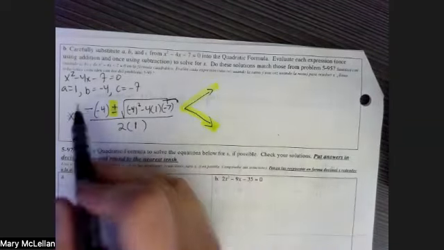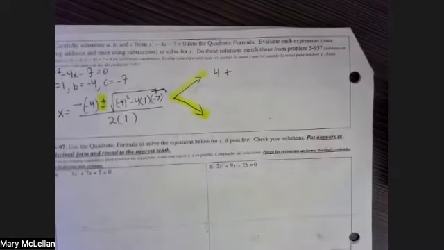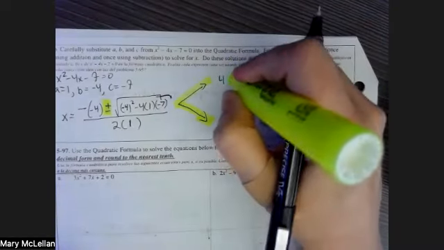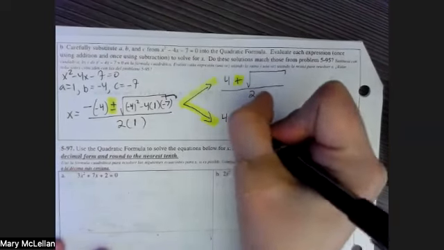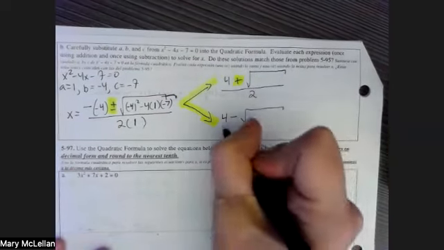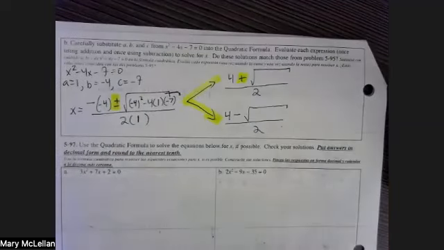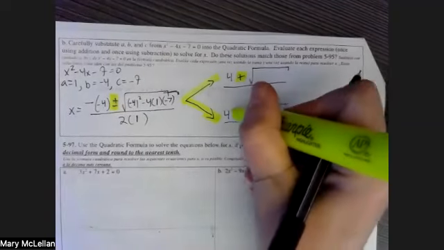And I'm going to write this in a simpler format. So negative 4 becomes positive 4. This version will be plus. This part I'm going to do in my calculator. All over 2a, so 2 times 1 is 2. And then this version will have 4 minus the square root of that big mess all over 2. Okay, calculator time.